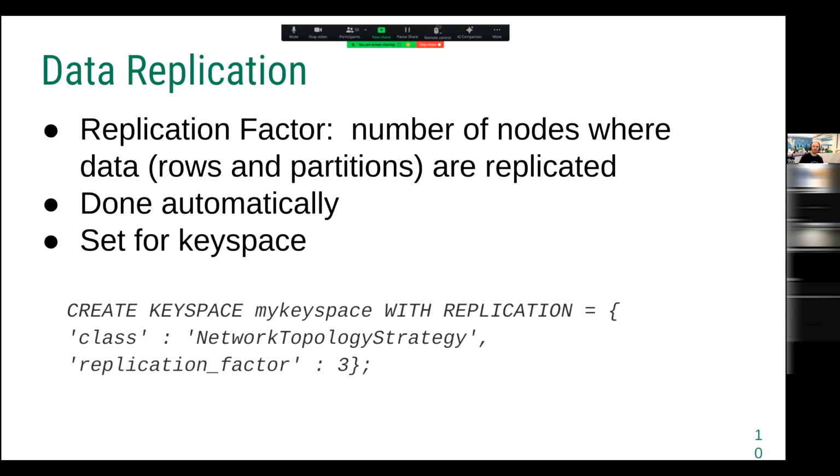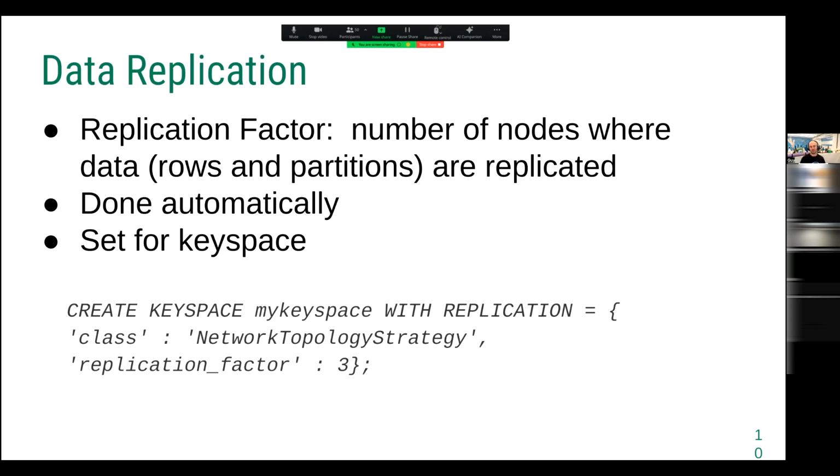And the replication factor determines the number of nodes where data are replicated. This is something that can be defined by the user, and it's done automatically by the database. So once you, as the user, define your replication factor, data is automatically replicated across different nodes, and you don't have to worry about that. However, it is important to understand that this is something that is happening under the hood. How do we define it?